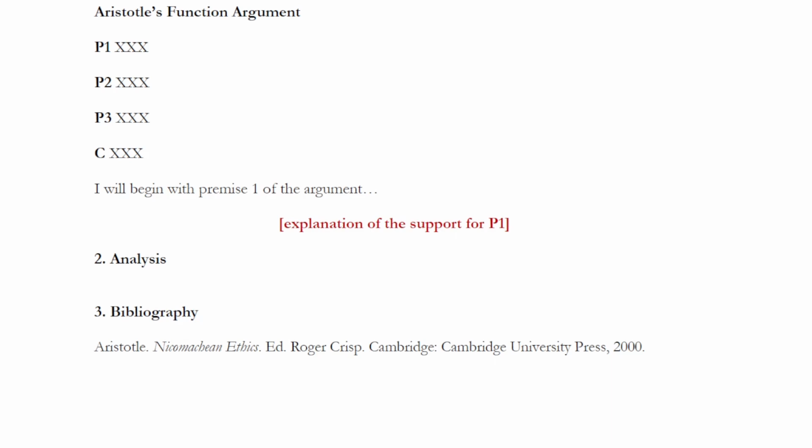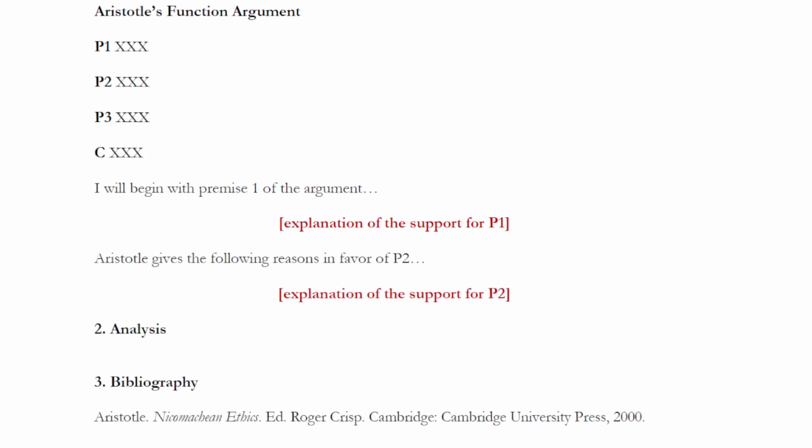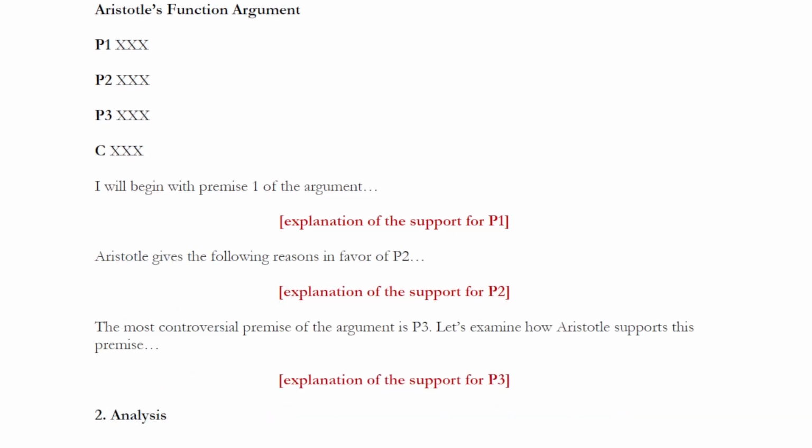When addressing the support for the premises, you should proceed systematically. In this hypothetical paper, I am imagining that I have outlined the argument with 3 premises. So, I would first begin by explaining the support for premise 1. Then, I would explain the support for premise 2. And finally, I would explain the support for premise 3.